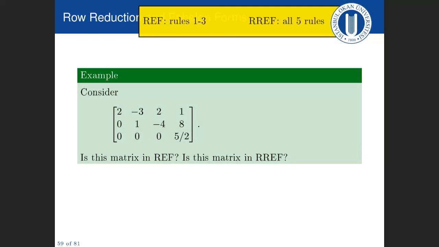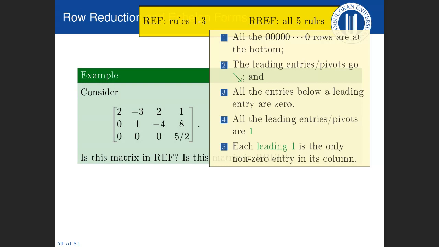So for example, consider this matrix. Is this matrix in row echelon form? Is this matrix in reduced row echelon form? Let's bring up the rules and look at the rules. If it satisfies rules number 1, 2, and 3, then it's REF. But to be RREF, all 5 rules need to be satisfied. So let's go through these one by one. Are all of the 0, 0, 0 rows, if there are any, at the bottom? For this matrix, we don't have any 0, 0, 0 rows, so we could just forget about rule number 1. Rule number 1 is satisfied.